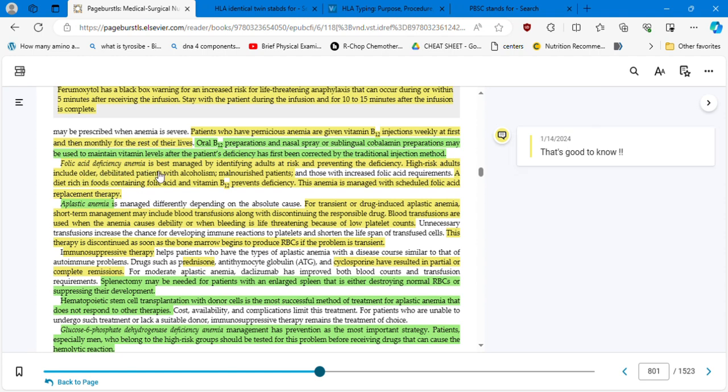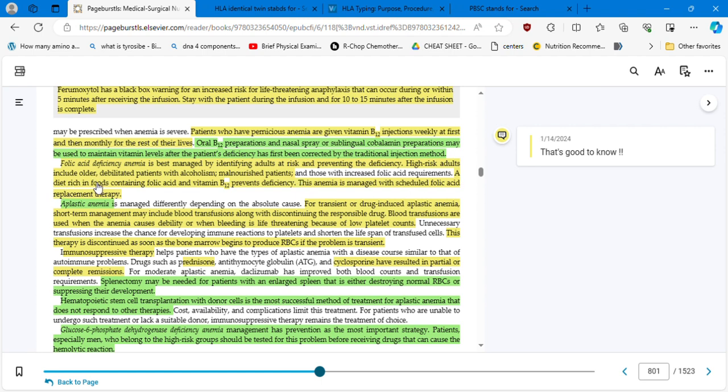Folic acid deficiency anemia is best managed by identifying adults at risk and preventing the deficiency. Who are the adults at risk? The elderly population, debilitated patients, and patients with alcoholism. Do you remember I told you at the beginning of this session I was going to talk about nutrition and about bad habits? So there you go. You have to prevent alcoholism, smoking, drugs, and get better nutrition. Malnourished patients, again, the same.